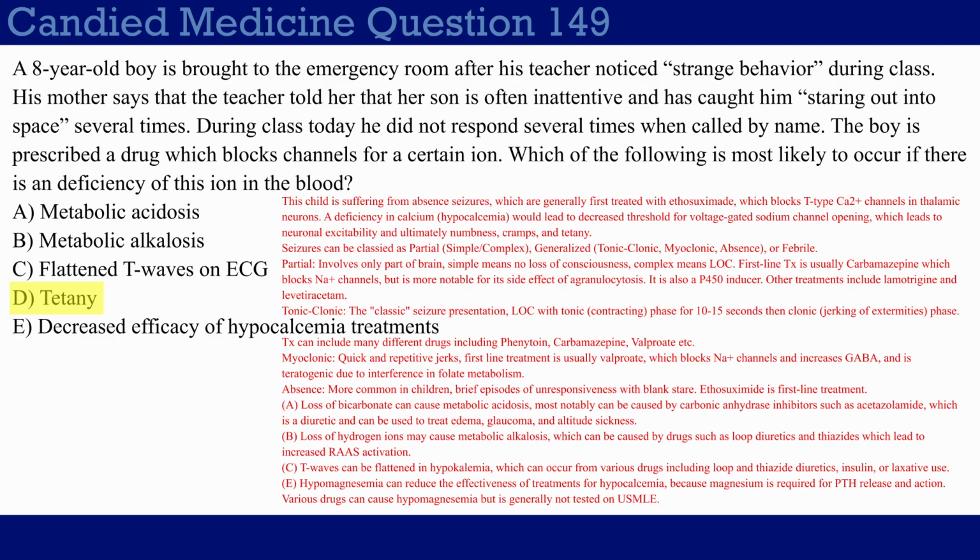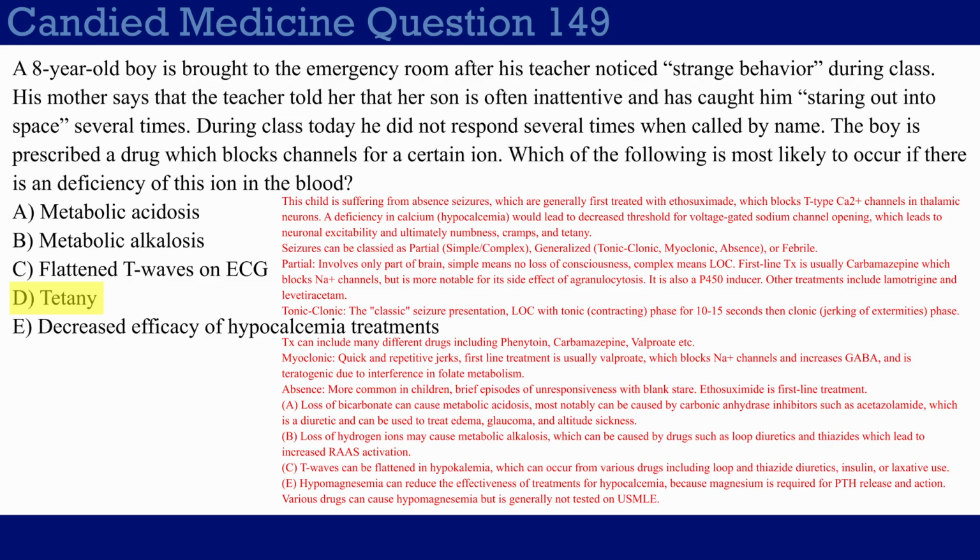Decreased efficacy of hypocalcemia treatments. This seems like a weird, obscure answer choice, but I swear to you, this is not something I'm making up. Hypomagnesemia, low magnesium in the blood, can reduce the effectiveness of treatments for hypocalcemia. The reason is that magnesium is required for PTH release and action. So sometimes USMLE will give you a patient with hypocalcemia, and they'll tell you they supplemented calcium for some reason. Their serum calcium remains low. In that case, you want to go check their serum magnesium levels, right? Because if you have low magnesium, the hypocalcemia will actually be refractory to your treatment.